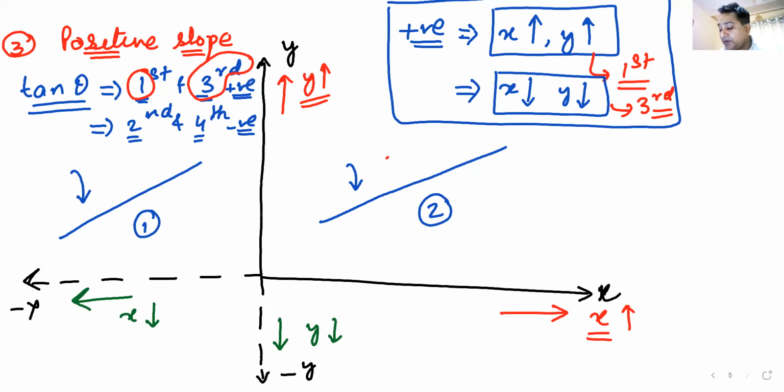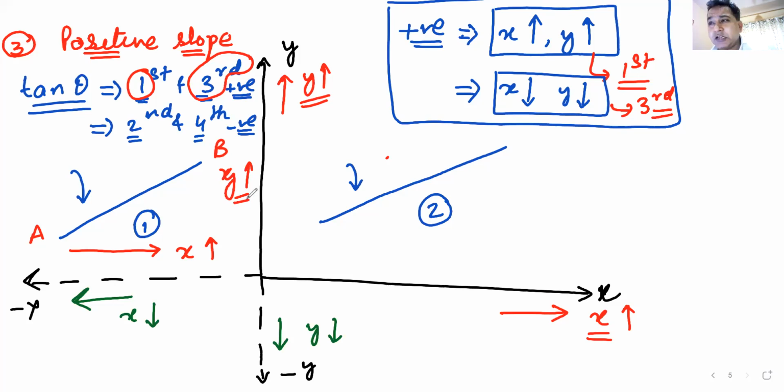What is happening in graph number 1? The value of X is increasing. Yes or no? If I'm going from A to B, the value of X is increasing. You got this? Everyone got this? Look at what is happening to the value of Y. When I'm going from A to B, the value of Y is also increasing.